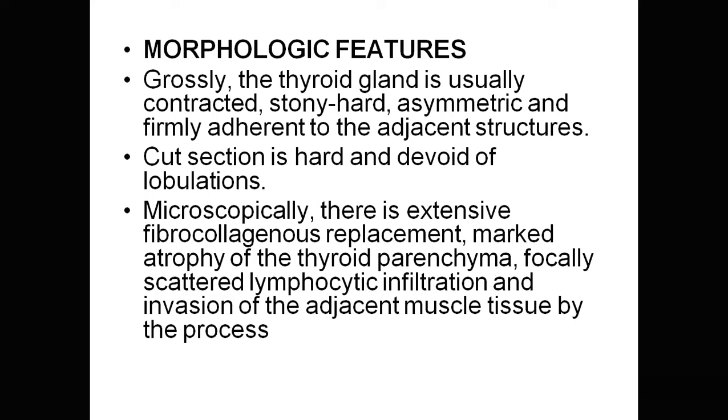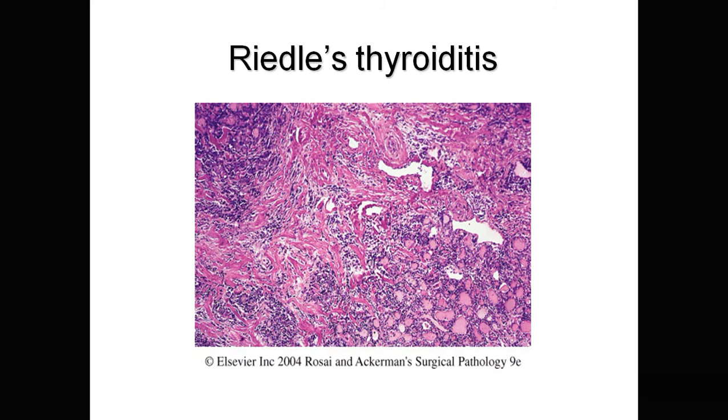Grossly, the thyroid gland is usually contracted, stony hard, asymmetric, and firmly adherent to the adjacent structures. Microscopically, there is extensive fibrocollagenous replacement of the thyroid gland that leads to marked atrophy of the thyroid parenchyma, with focally scattered lymphocytic infiltration and invasion into the adjacent muscle tissue. In this way, the process leads to invasion of the adjacent muscle tissue and marked fibrosis.